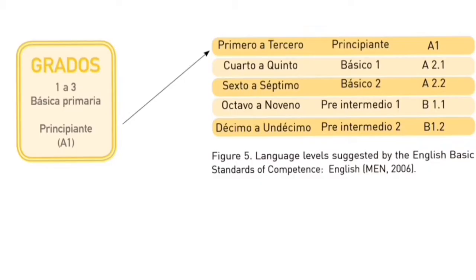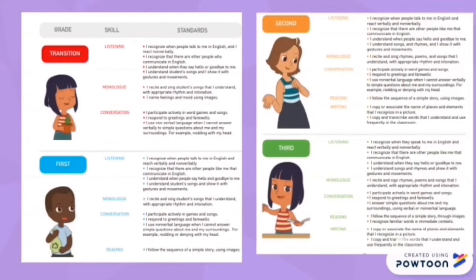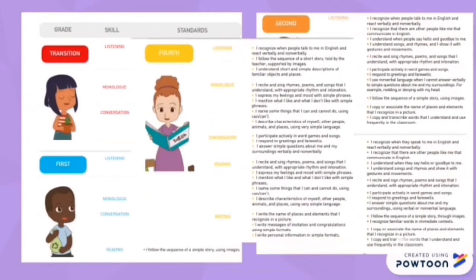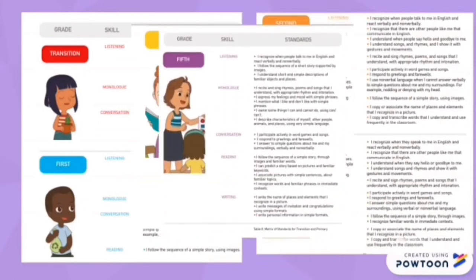A1 for 1st to 3rd grade, and basic A2.1 for grades 4th and 5th. In this module, we can find the skills and standards that belong to each grade. These standards are related to the 4 basic communicative skills: reading, writing, listening, and speaking.